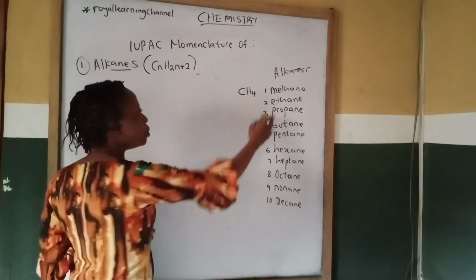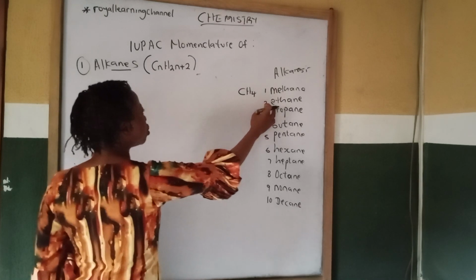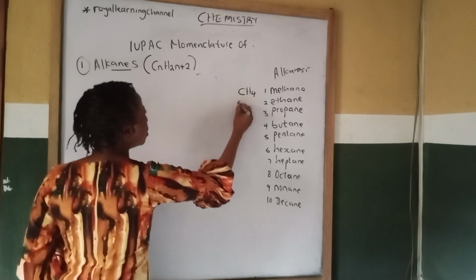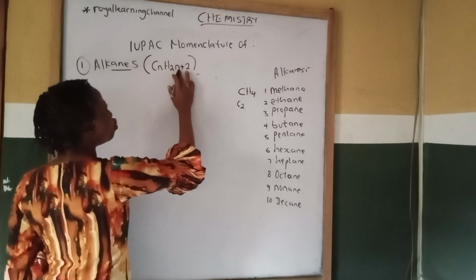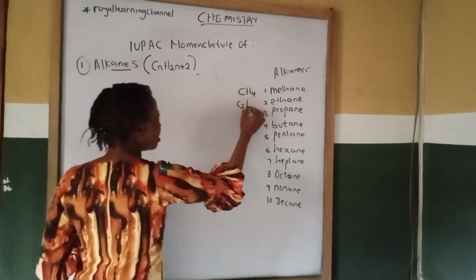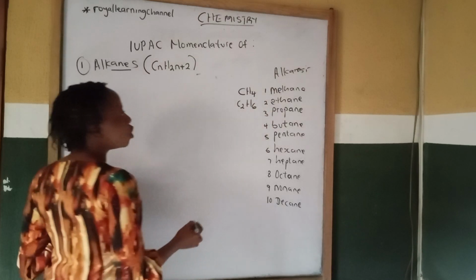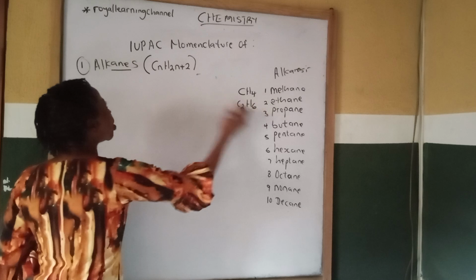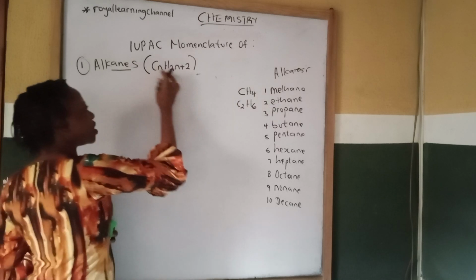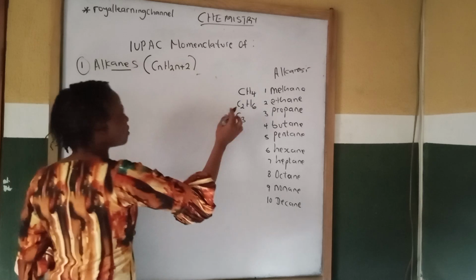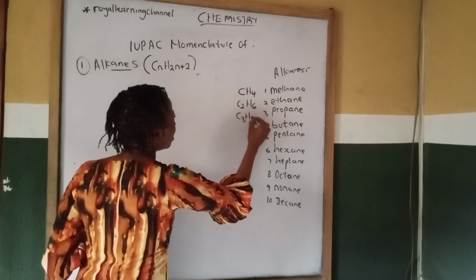Then the second member, which is ethane, my n will be 2 because ethane is the second member. Substitute this 2 into the general formula. C times 2 will give me C2. 2 times 2 will give me 4 plus 2, that is 6. So it will give you C2H6. For propane, substitute 3 into this general formula. C times 3 will give me C3. 2 times 3 will give me 6 plus 2, that is H8.